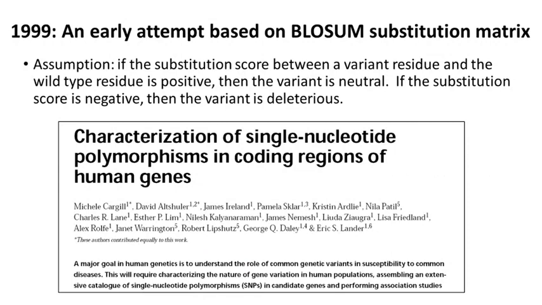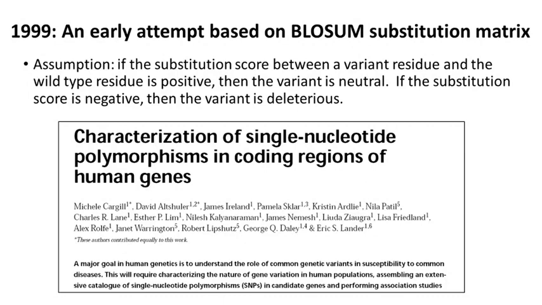In 1999, Eric Lander's group made an early attempt at these questions in a part of their paper in Nature Genetics. They used the BLOSUM substitution matrix for the prediction, based on the assumption that if the substitution score between a variant residue and the wild-type residue is positive, then the variant is neutral. If the substitution score is negative, then the variant is deleterious.